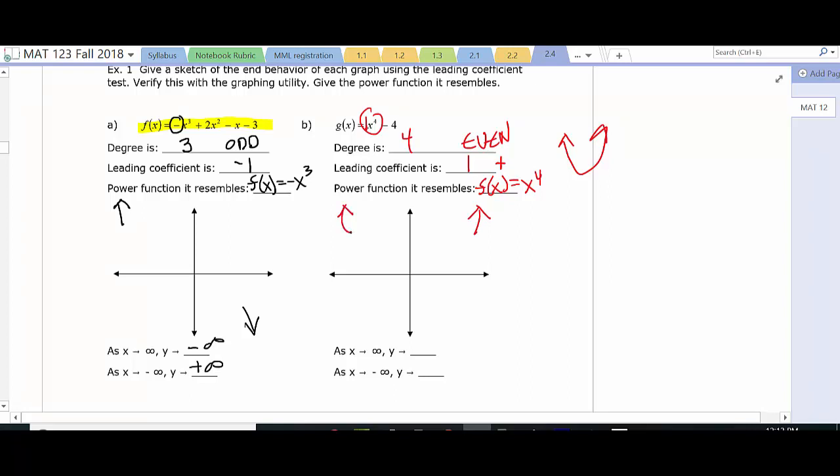Now, what this says. This says if x gets big, what happens to y? It gets big also, so that would be infinity. This says if x gets small, what happens to y? It gets big also, so the answer to both of those would be positive infinity, see? Okay, that's the terminology that you're wanting to make sure you have down. Okay, everybody with me there?